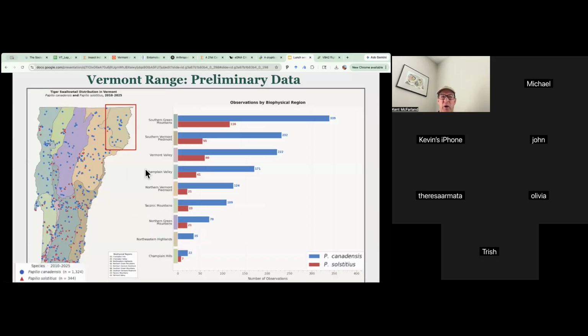If I look at this really quickly, just for this talk, this is data I took from 2010 that I ID'd enough stuff to put it in here. So red is Midsummer Tiger Swallowtail, and blue is Canada Tiger Swallowtail from 2010 to now. And then I just brought out all these different biophysical regions, these different regions of Vermont based on biology and physical zones. And you could kind of see that, hey, they were right.